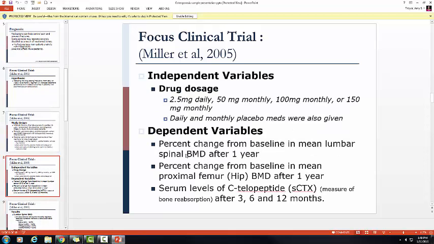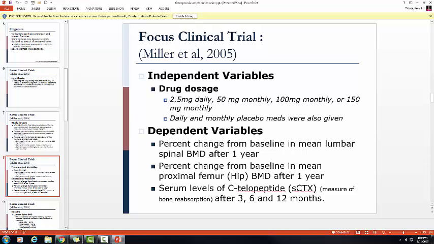I also want you to look at the independent and the dependent variables for the study. The independent variables are going to tell you what the researchers could change. So in this particular case, the researchers could change the drug dosage. They could change how much these individuals got, and they could change how often these individuals got it. These were both independent variables. The researchers could change it.